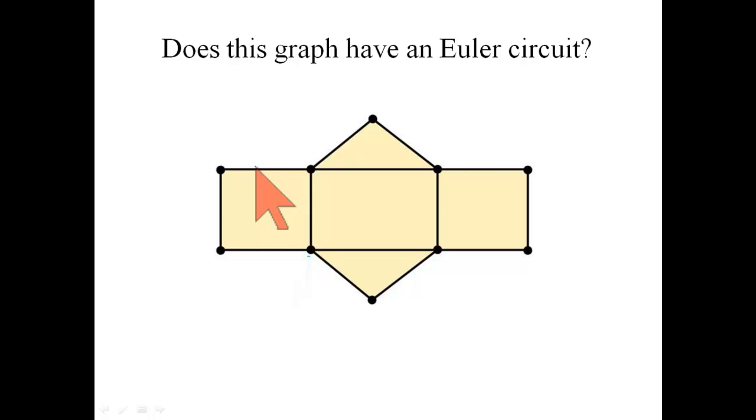Then the question becomes, which graphs have Euler circuits? For example, this one. Is it possible to, say, start at this vertex and go around using every edge exactly once and return to vertex A? Think about that for a moment.